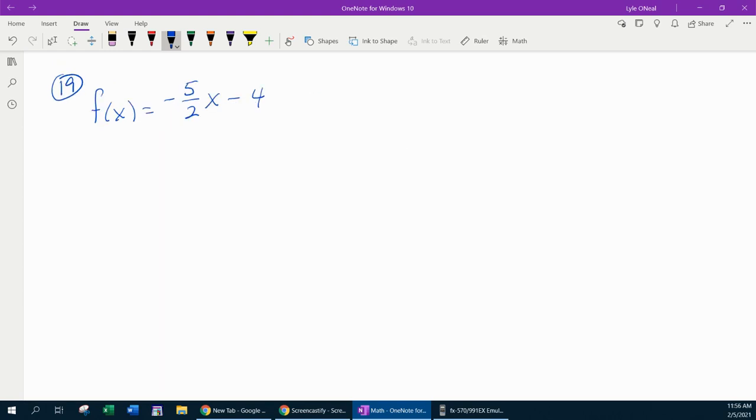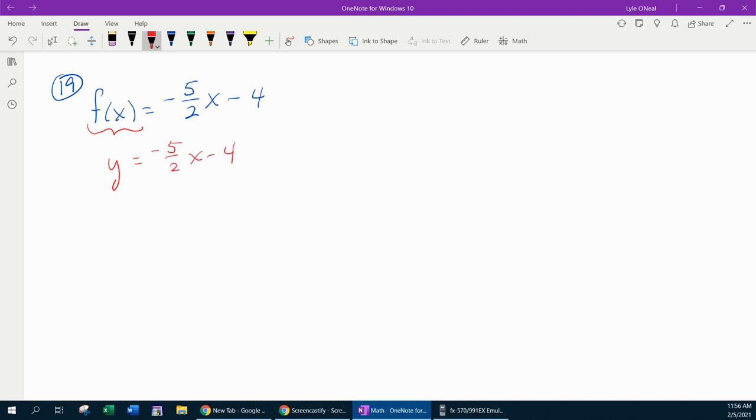Next, number 19, here we have a function f of x equals negative 5 halves x minus 4. Don't let this part throw you off, okay? If it's a function f of x, just remember that f of x means y. So we can rewrite this function as a linear equation. It's going to say y equals negative 5 halves x minus 4.